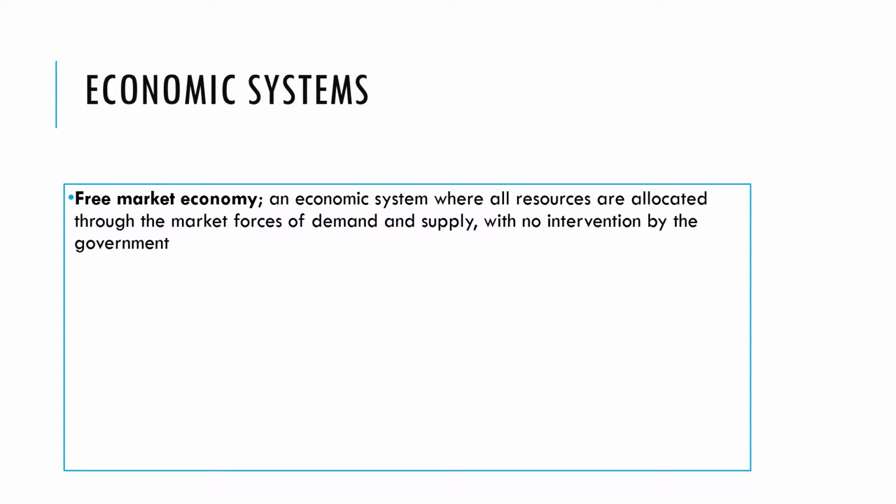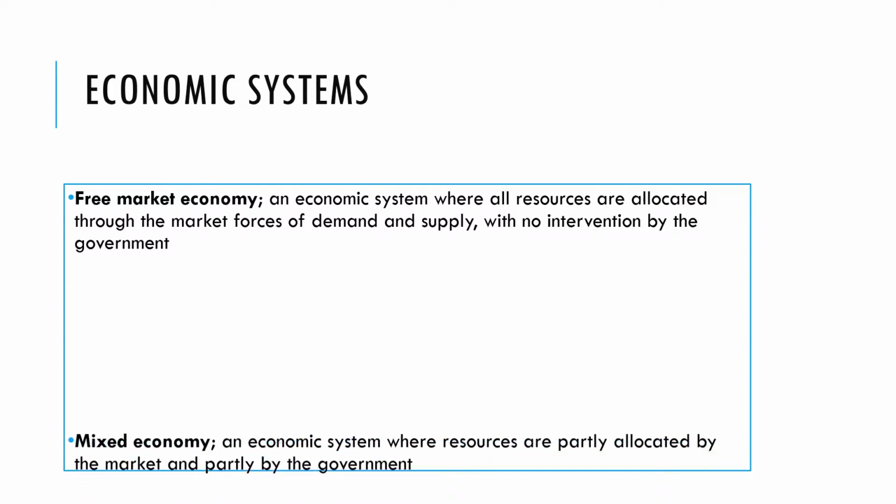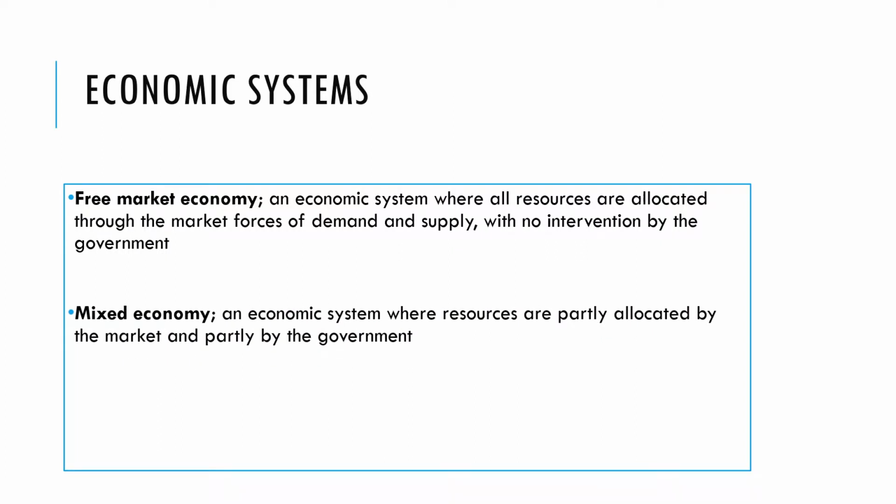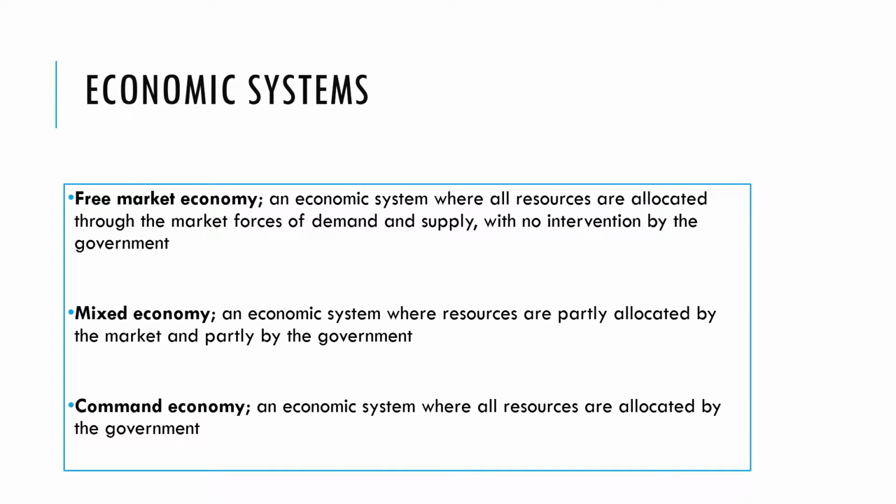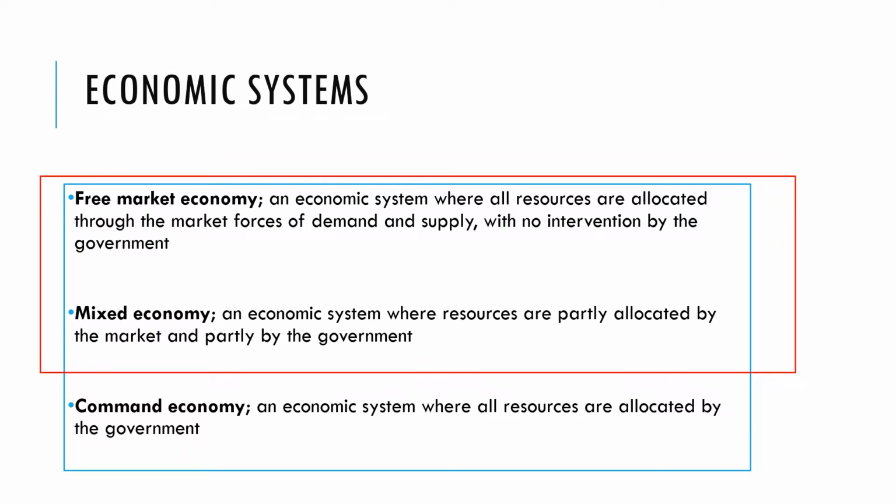We have looked at three economic systems: a free market economy where resources are allocated by demand and supply and the price mechanism, a mixed economy where resources are partly allocated by the market and partly by the government, and a command economy where resources are allocated by the government. Now, we are most familiar with the free market economy and the mixed economy.